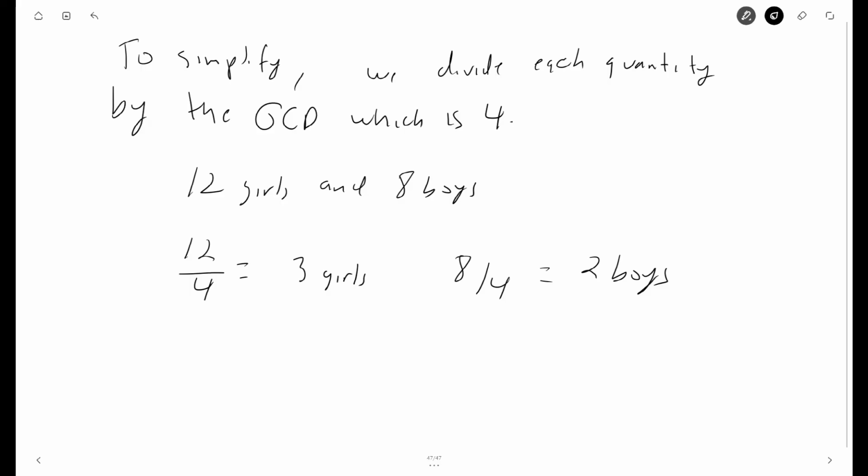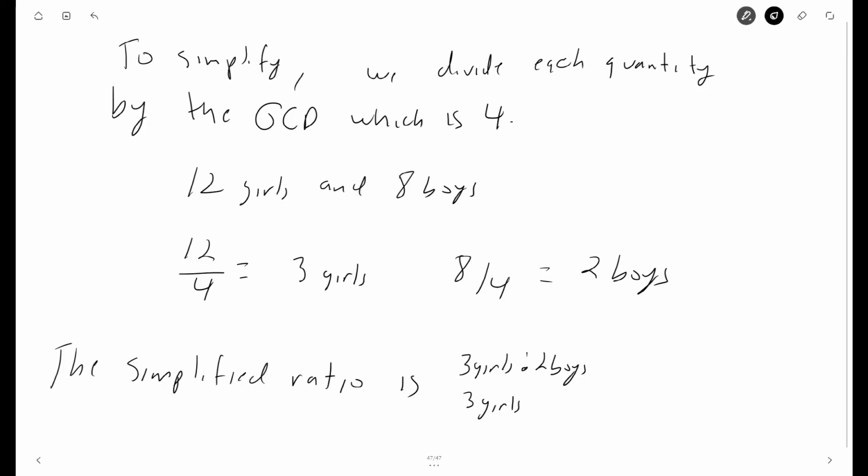That means that the simplified ratio is 3 girls colon 2 boys, or 3 girls divided by 2 boys, or 3 girls to 2 boys. So this will be the simplified ratio.